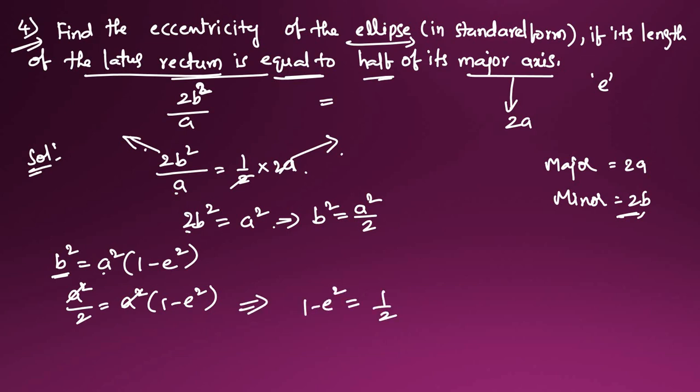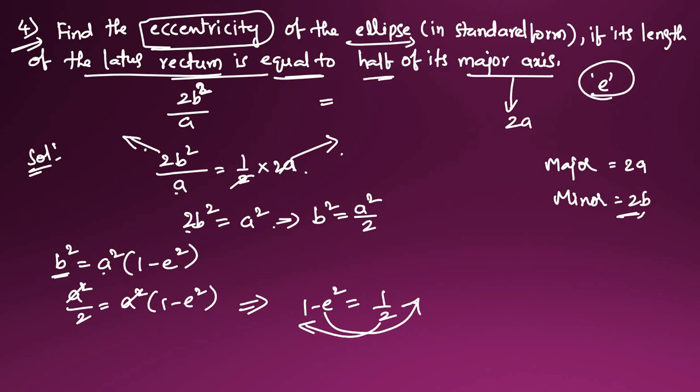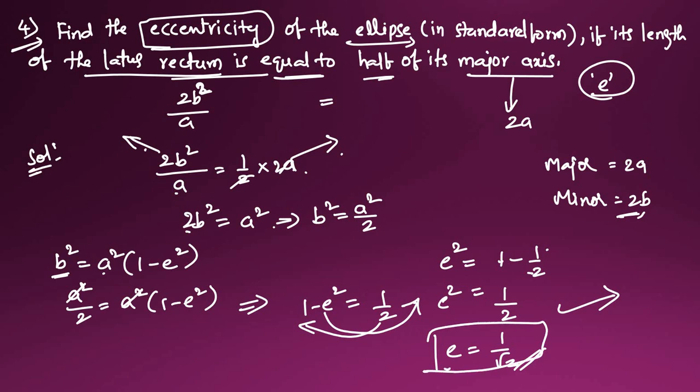So what do we have to find? The e value, eccentricity. So this e square will go to that side, and 1 will come to this side, and e square is equal to 1 minus 1 by 2. So 2 minus 1 is 1, 1 by 2 will come. e square is equal to 1 by 2, and e is equal to 1 by under root 2 will come here. This is the eccentricity for this given question. We have to find this one. So this is the answer. Please practice more, then you will understand.